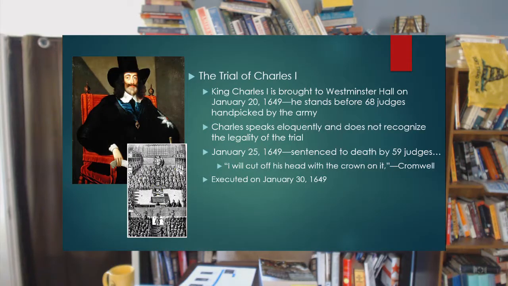Now, King Charles I is put on trial. He does not personally recognize the legality of the trial. He says this is all a sham. He gets sentenced to death by 59 judges. Cromwell famously said, "I will cut off his head with the crown on it." And King Charles I is executed in January of 1649.